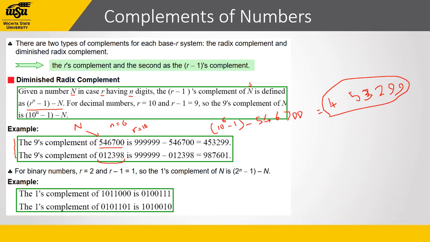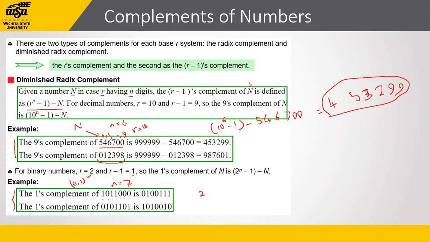For a binary number, I provided two other examples. In the binary system, R is equal to 2, because we only have 0 and 1s. Here we have 0, 1 up to 9, 10 numbers. That's why R was 10. So R minus 1 is equal to 1, and we have 7 digits. Let's see how we can find the R minus 1's complement of this number.